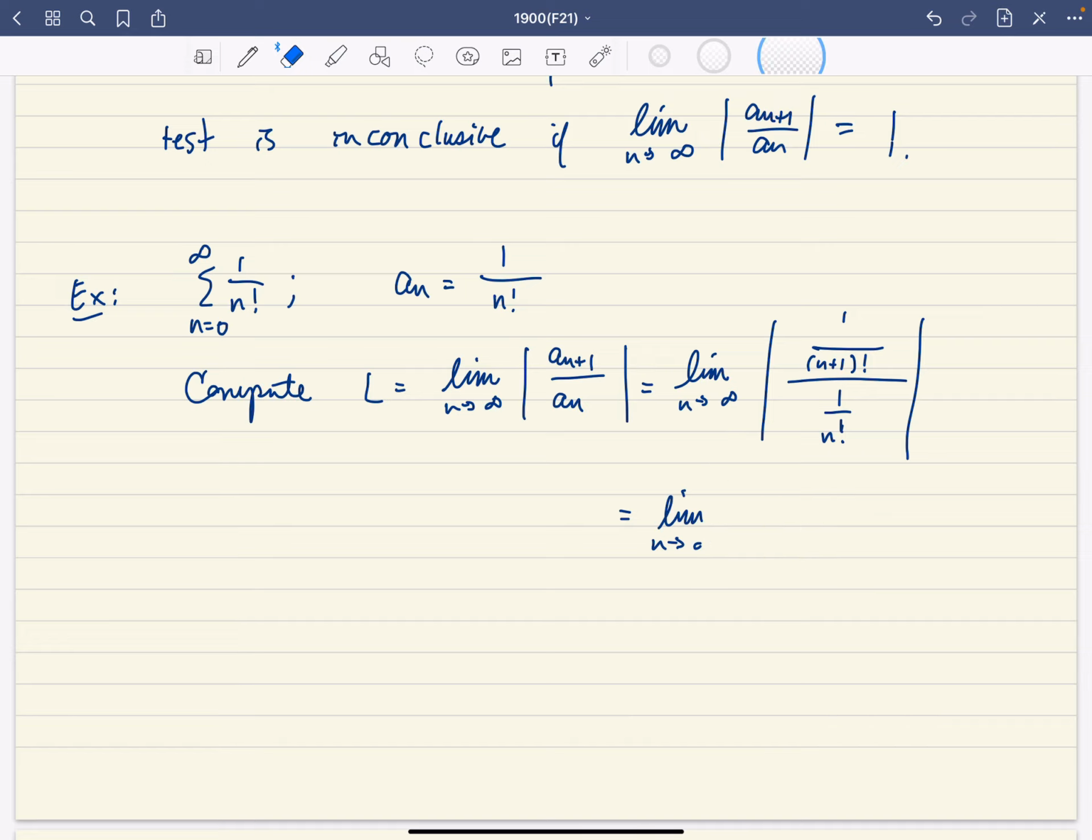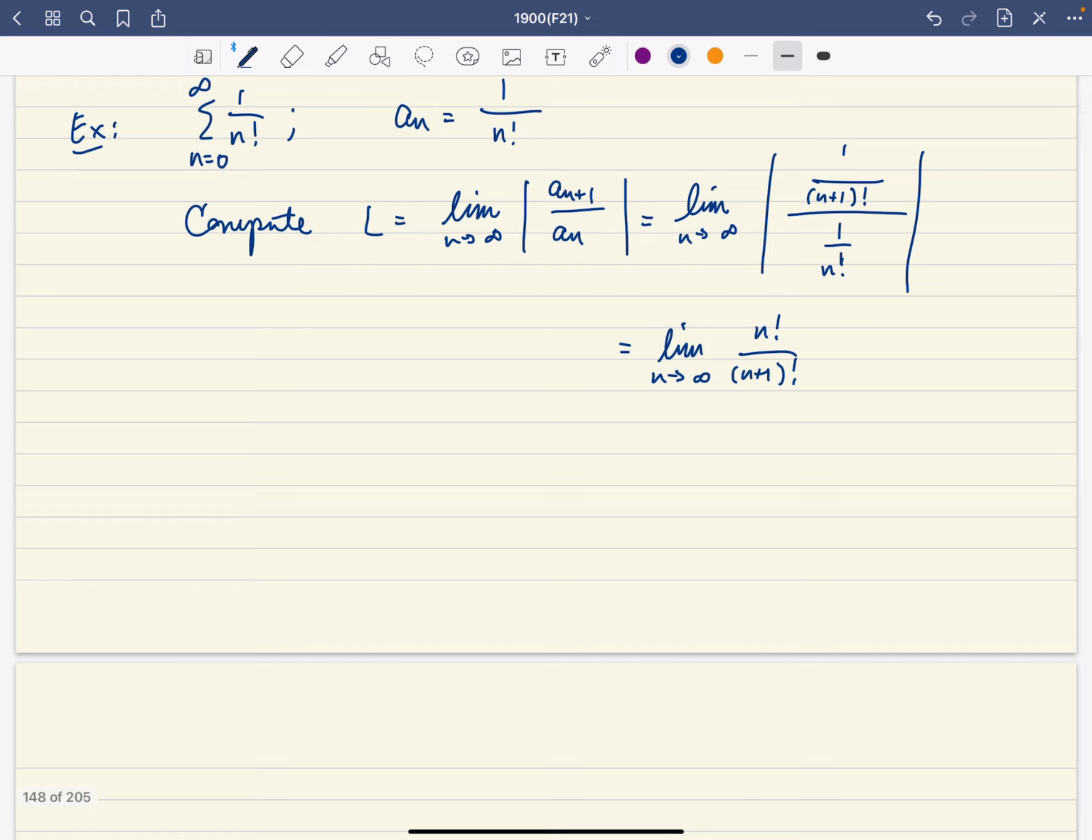And so we can actually just drop the absolute value. We don't really need that. We have n factorial over n plus 1 factorial. And then finally, this is reduced to a limit problem. So if we take n factorial over n plus 1 factorial, everything's going to cancel except for the n plus 1 term in the denominator. And as n goes to infinity, this limit is going to be 0.